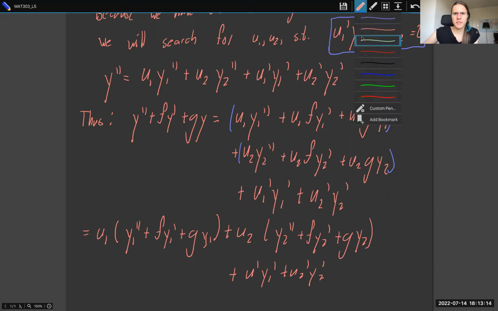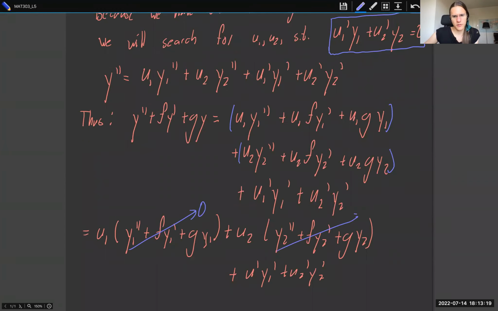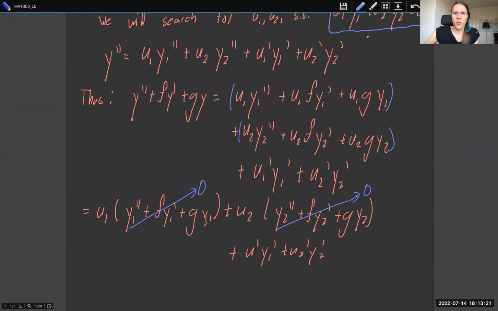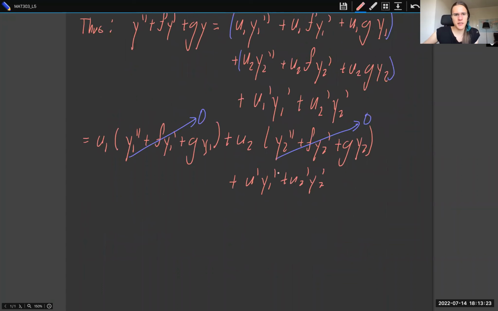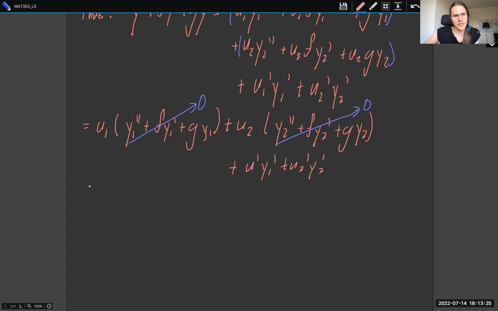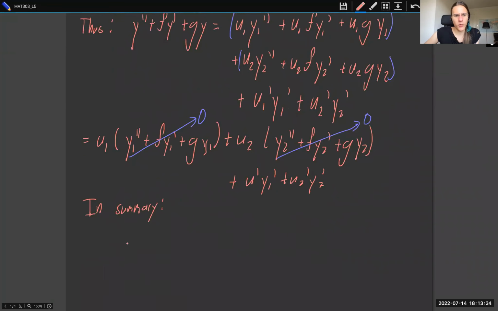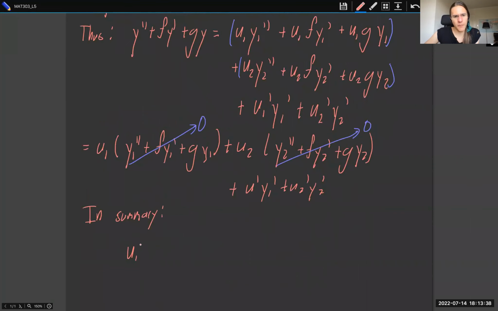So these terms are 0. And so as a consequence, we get 2 equations. In summary, we have the equation that we imposed, which is u1 prime y1 plus u2 prime y2 is equal to 0.